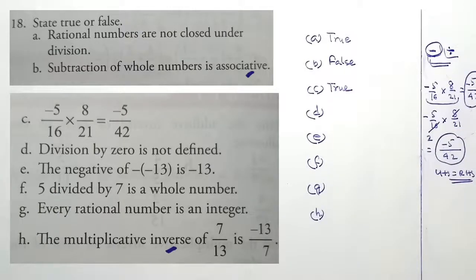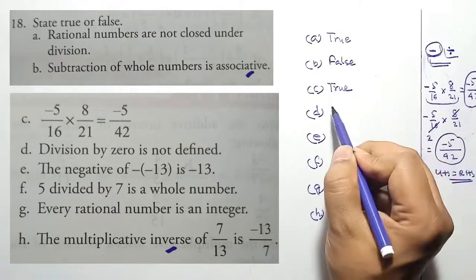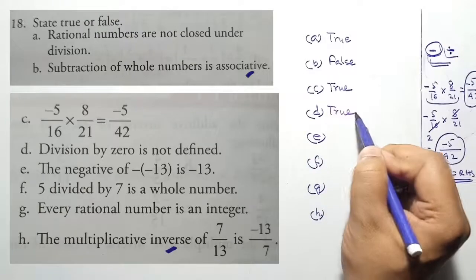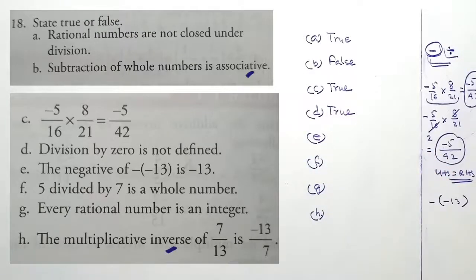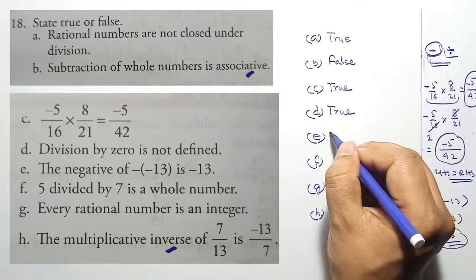Division by 0 is not defined, ye true hai, statement ye true hoga. Question E: the negative of minus bracket minus 13 is minus 13. So, iska negative kya hoga? Iska negative find karne ke liye pehle hum isko solve karenge. To minus and minus become plus 13. So, iska negative form aayega minus 13. So, ye hoga answer. So, answer mein bhi minus 13 hai. So, ye statement true hoga.